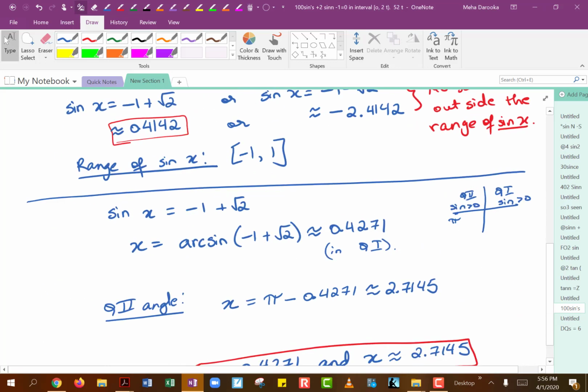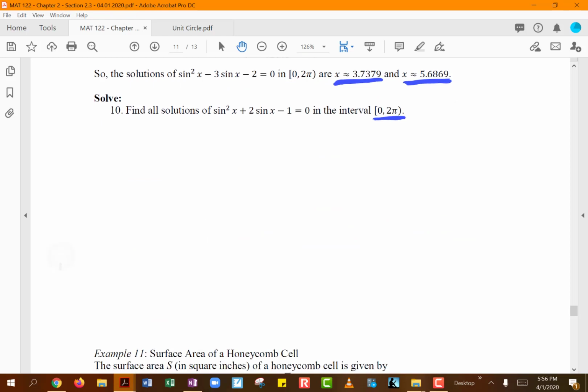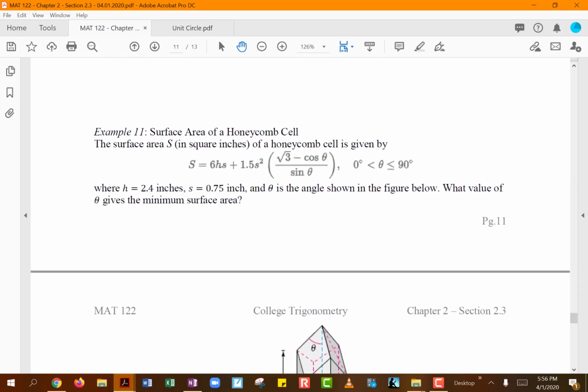Okay, so this was number 10. All right, so this brings us to our very last example, and I know this section is a little bit longer, but we're almost at the end here, guys.